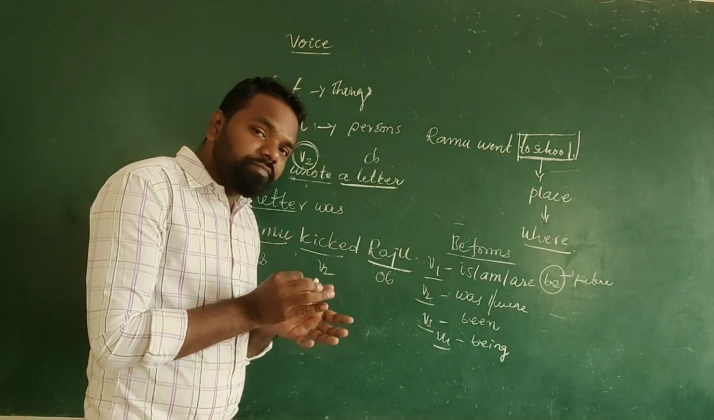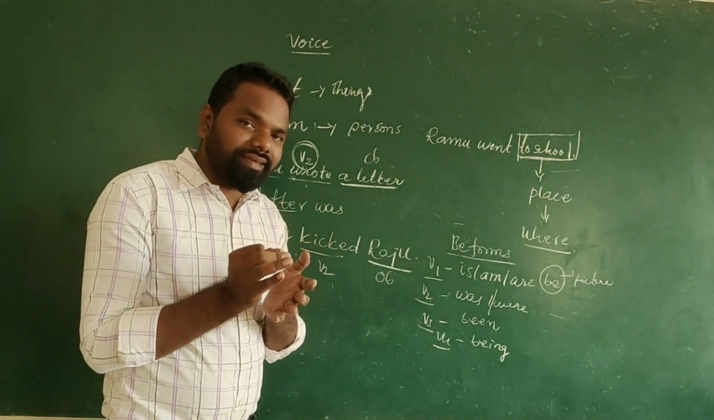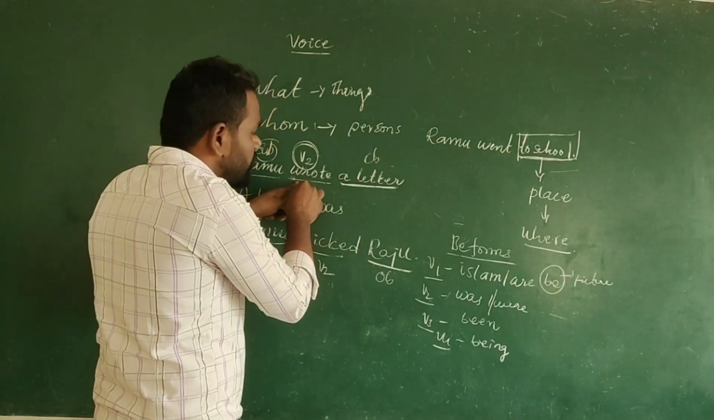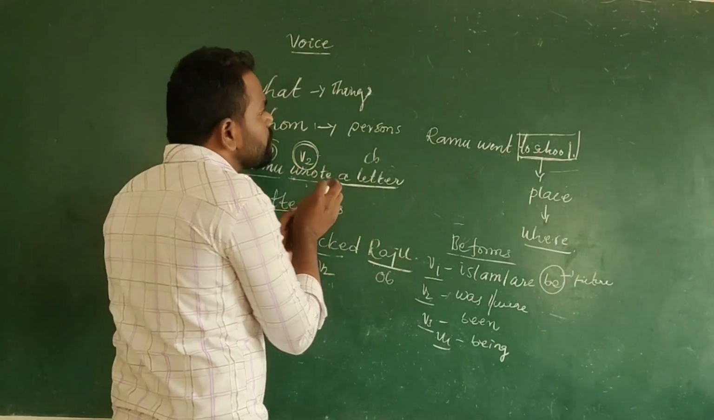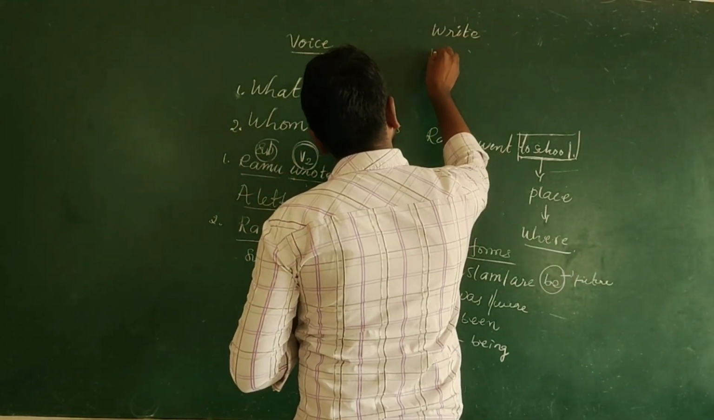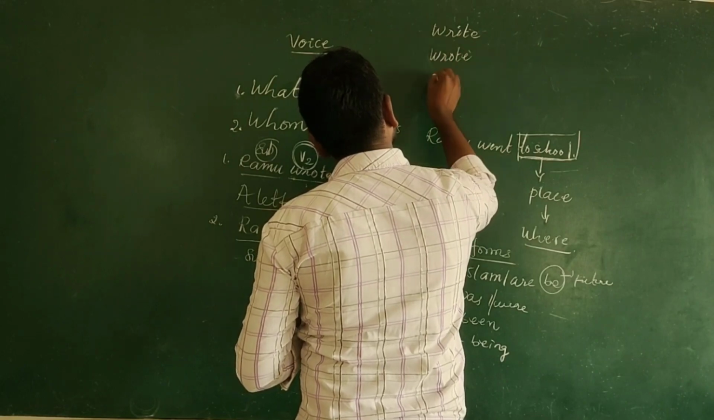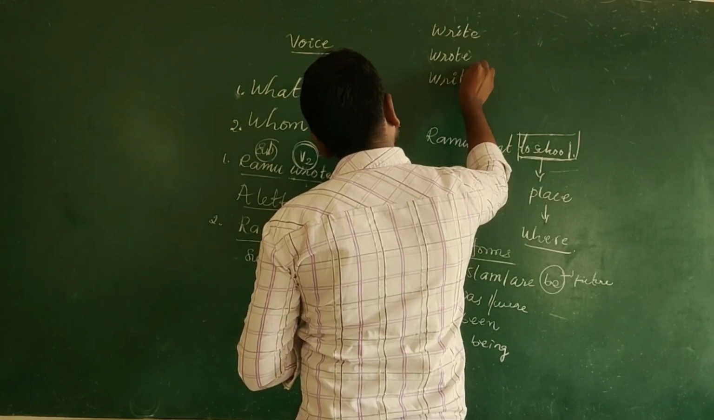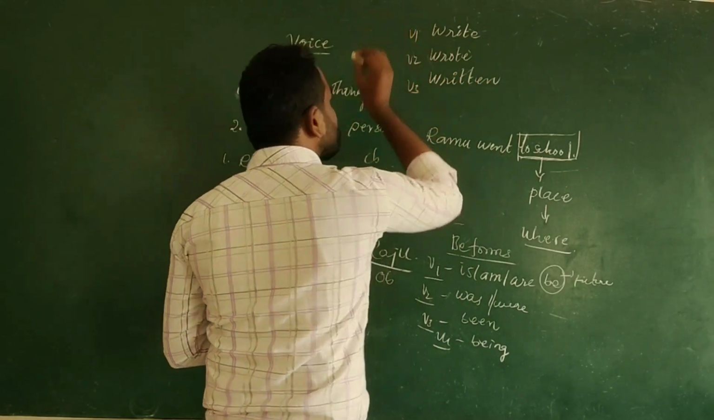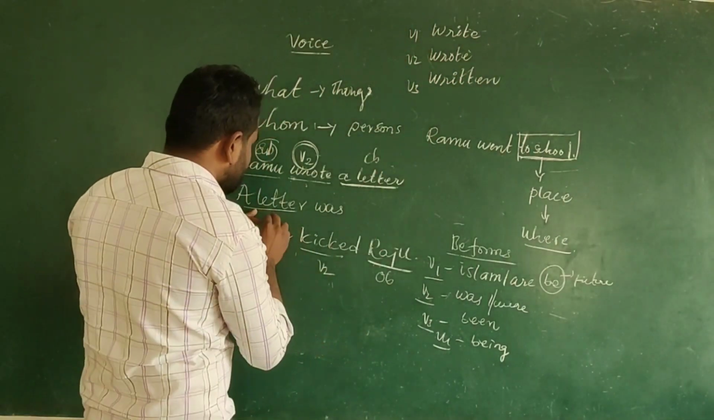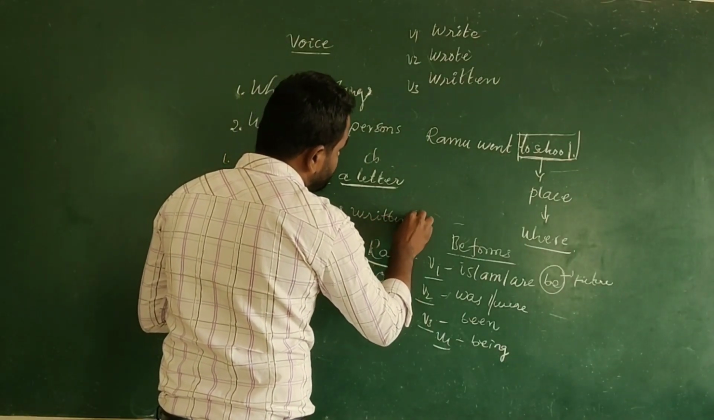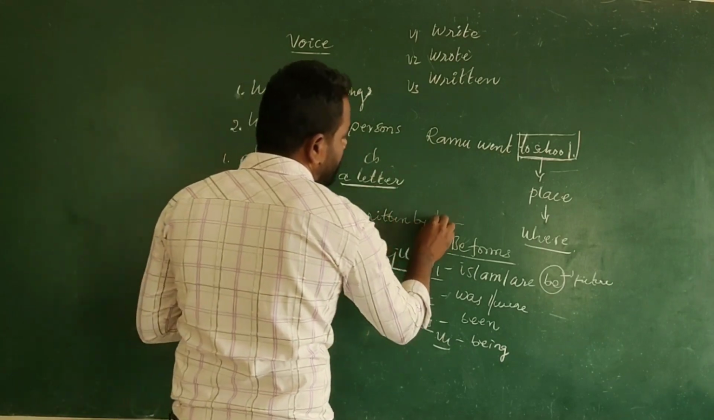What is the third step? Third step is V3. Always V3. Now we have to change wrote to the V3 form. Write, wrote, written. So now it is a V3. Now let us type it. A letter was written by Ramu.